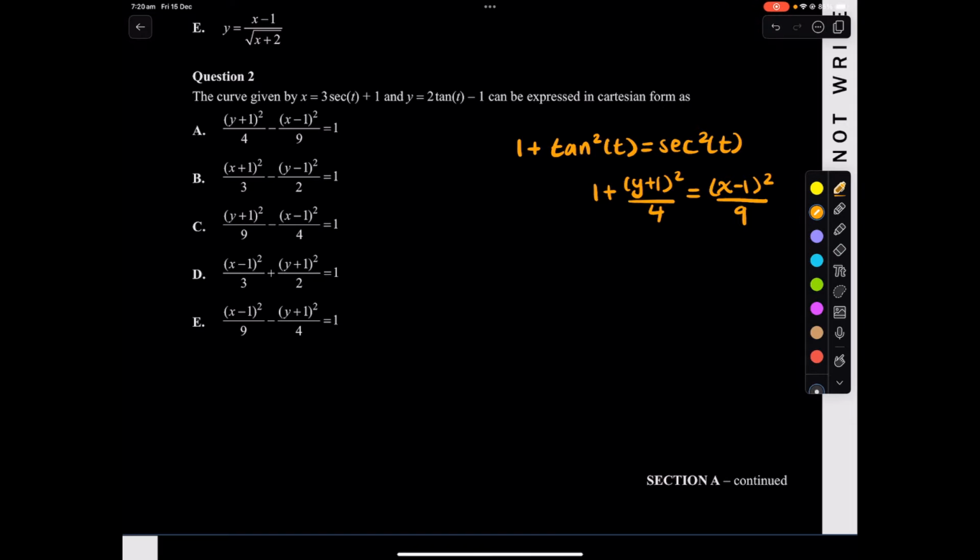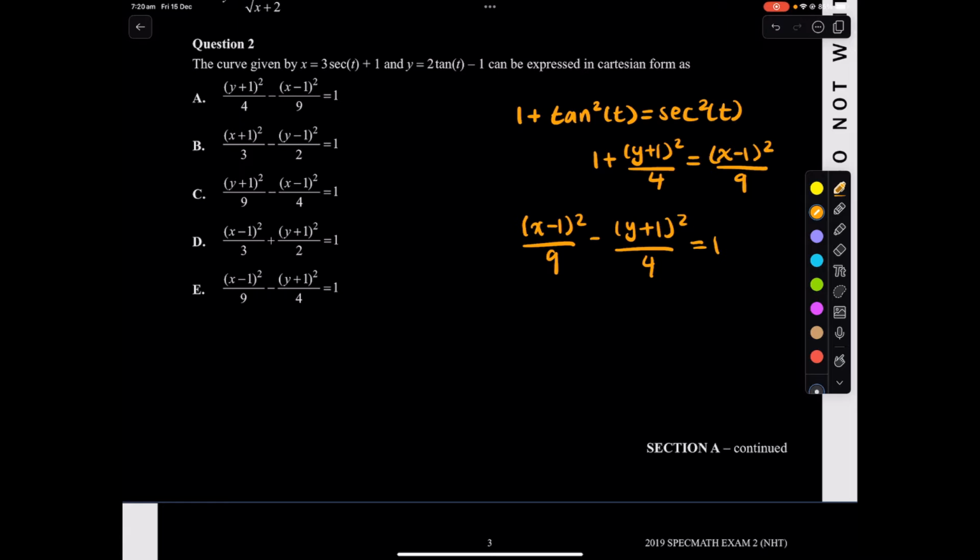That's in Cartesian form. So you can write it as x minus 1 squared over 9 minus y plus 1 squared over 4 equals 1. So this is a hyperbola. Which of the following is the solution? Looks like E is your answer for that one. Nice.